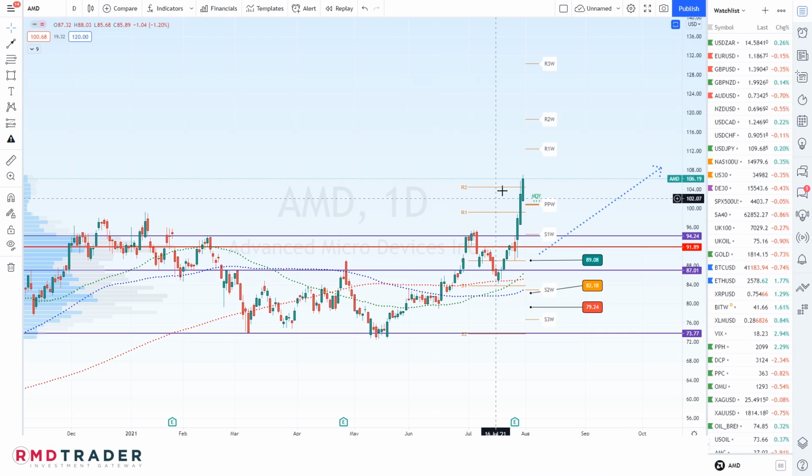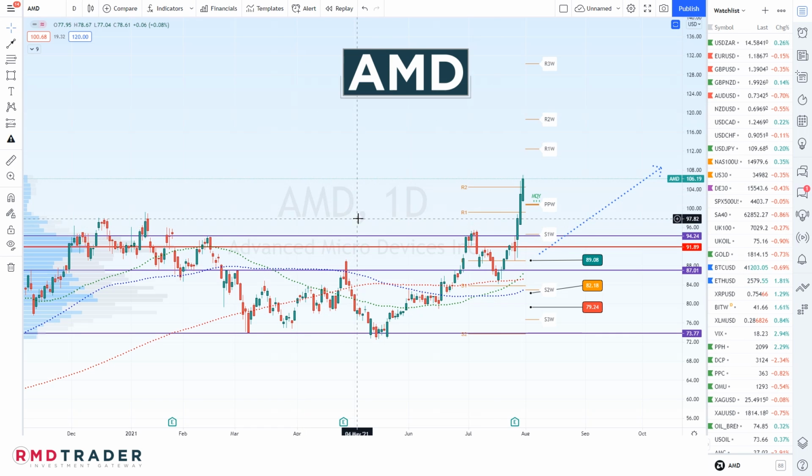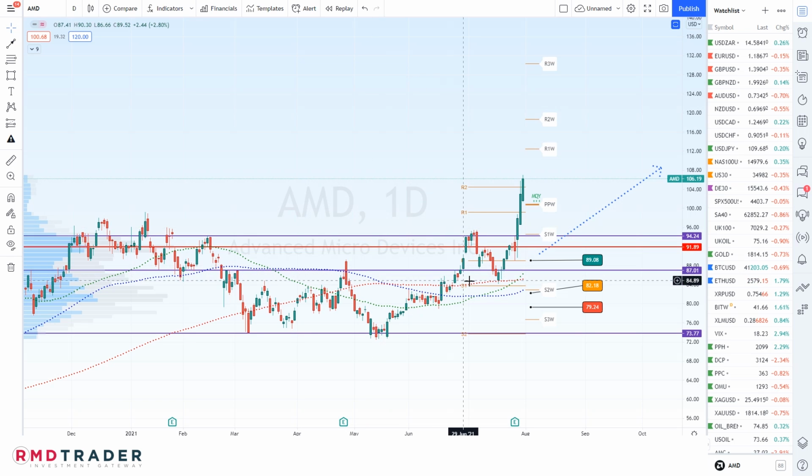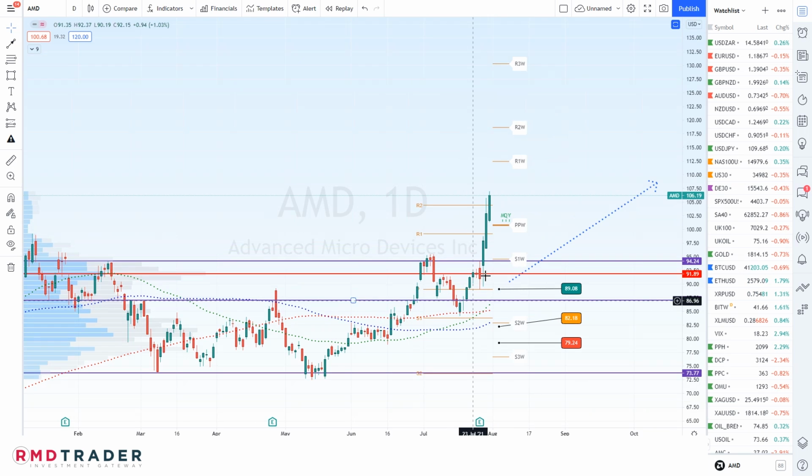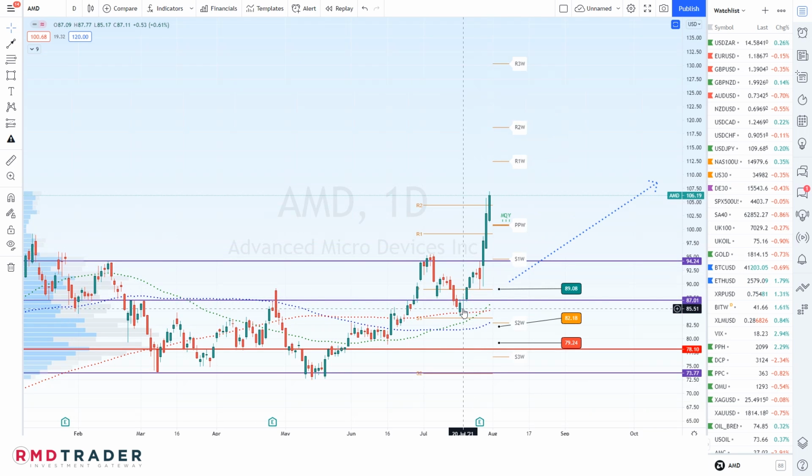At the moment you are looking at a daily chart of AMD, that is Advanced Micro Devices, one of the Nasdaq listed stocks that we offer for trading at RMDTRADER. And something that I'd like to point out is look at this beautiful bullish rally that we saw, and that rally actually kicked off right on the 20th to 21st of July.